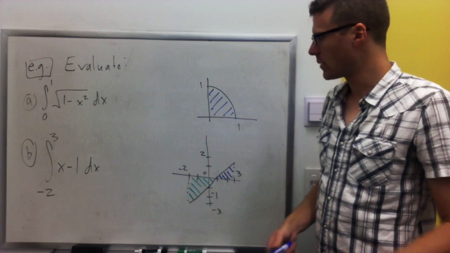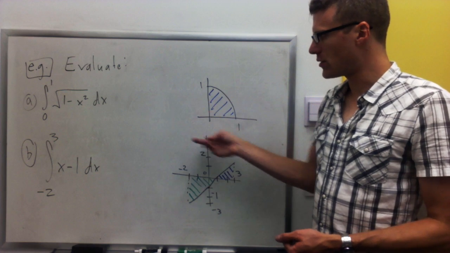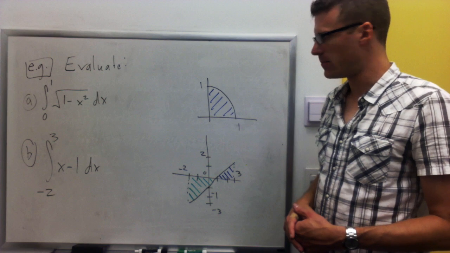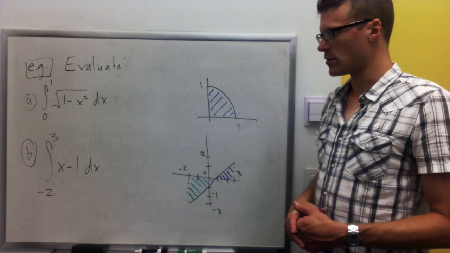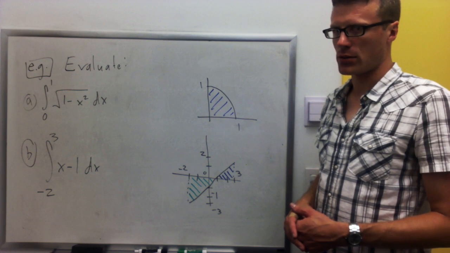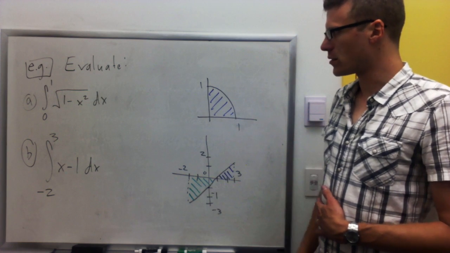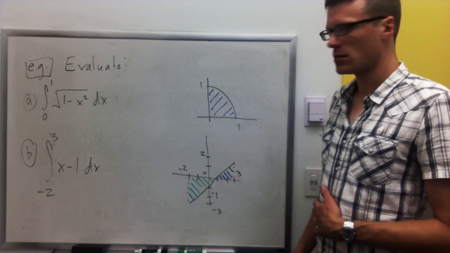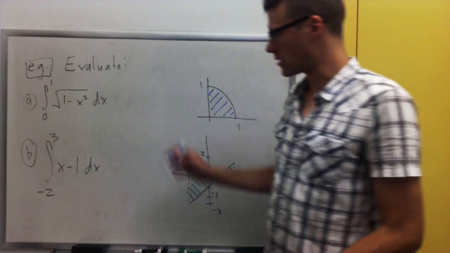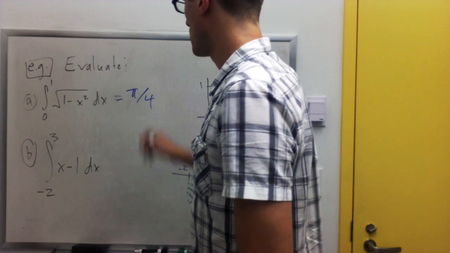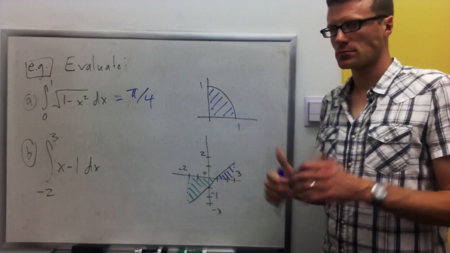It's a circle. So, we already know that the area of the entire unit circle is pi. Half of the unit circle, a semicircle, would have area pi over 2. But we're just looking at a quarter of the circle because we're going from 0 to 1. So that means that this area over here is pi over 4.